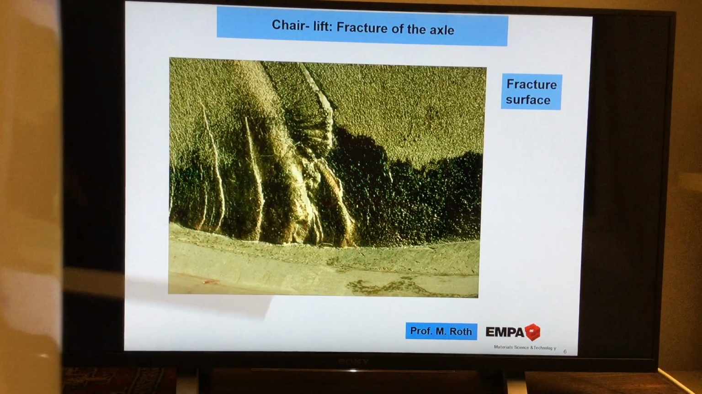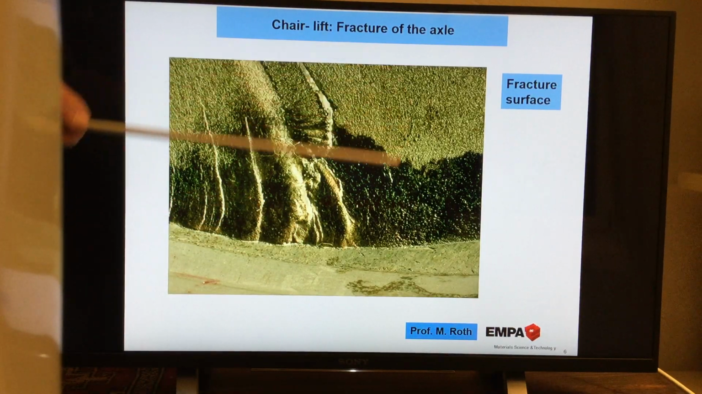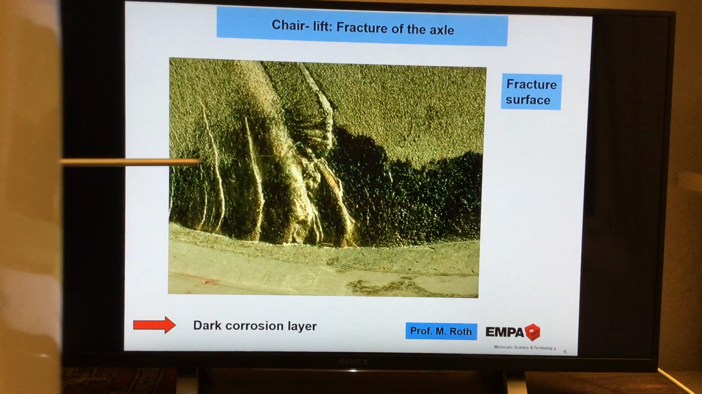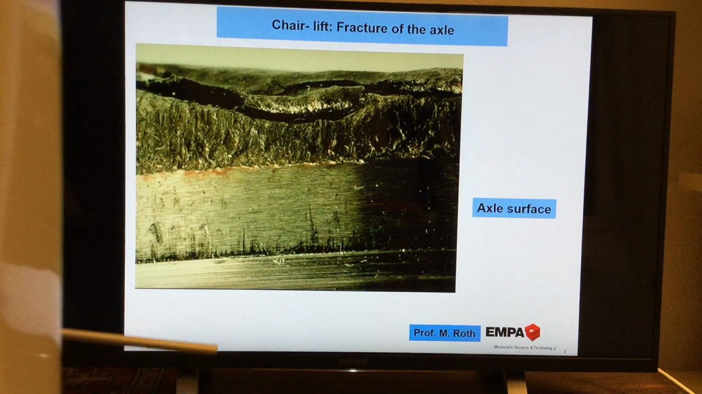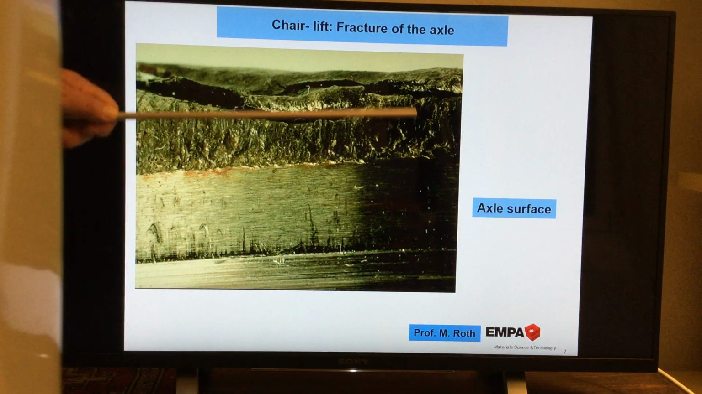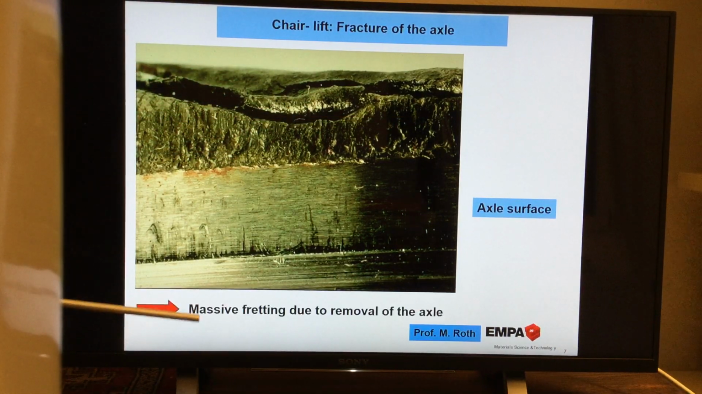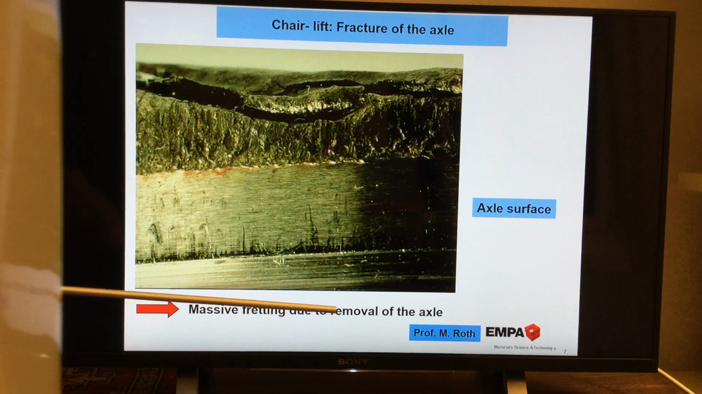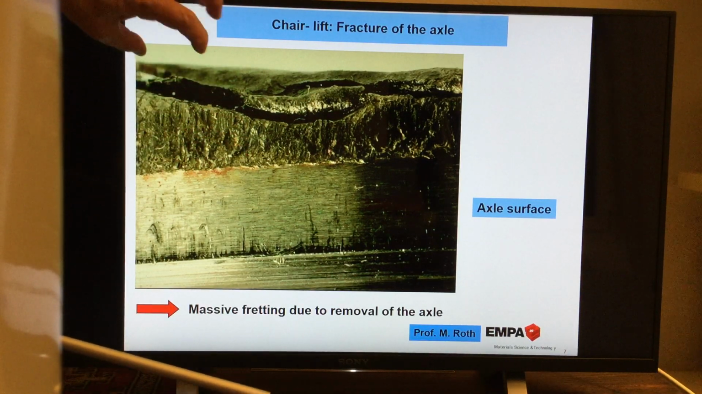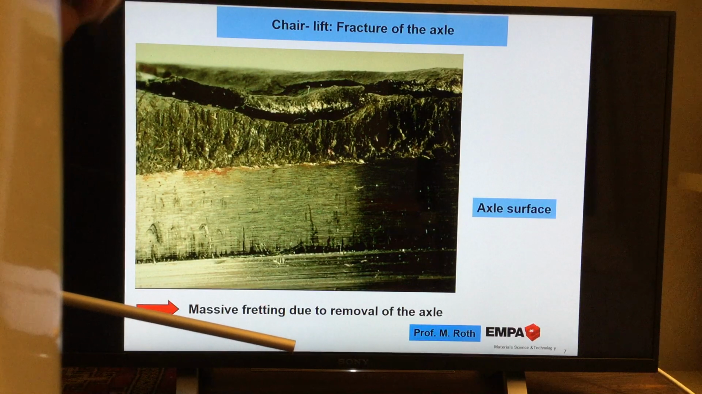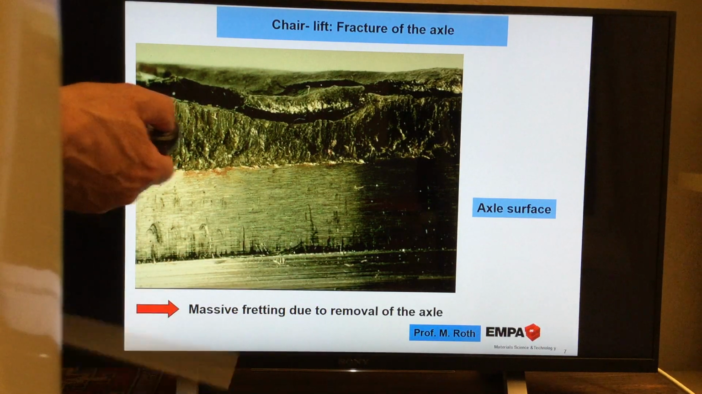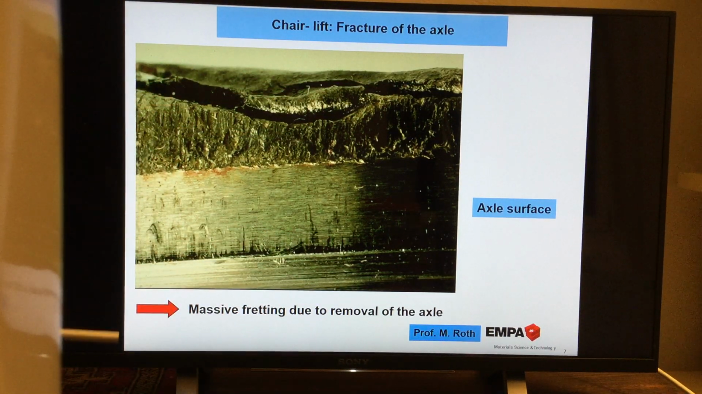Now, that shows us at the edge of this fracture surface, there is a surface of the axle, there is a dark corrosion layer, we keep in mind. Or here, that is again our axle surface, this is a bundle, and what do we see here? Of course, this is coming, this massive fretting due to removal of the axle. You have to imagine this axle was, over this axle was stuck the wheel, and it was still shrinked even after the fracture, and it has to be removed. So this is just secondary, we keep in mind.